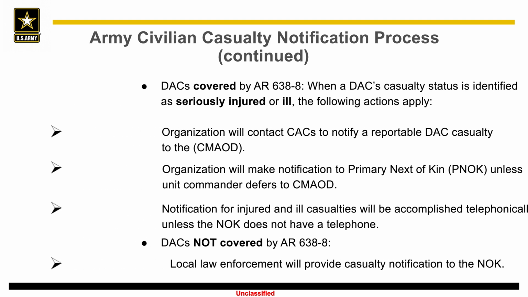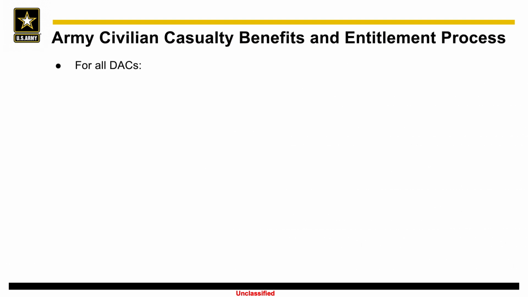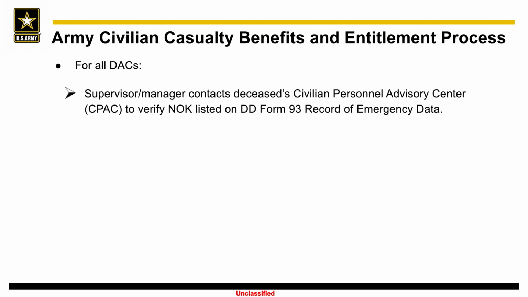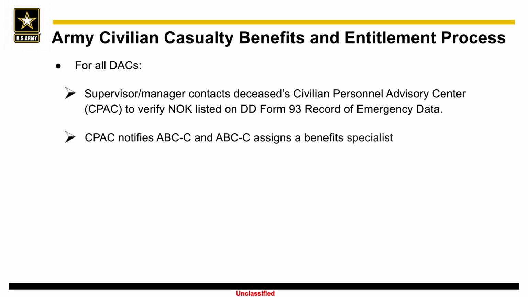For all Army civilian employees regardless of AR coverage, a deceased Army civilian employee's supervisor reports the death to the Servicing Civilian Personnel Advisory Center, CPAC, and verifies next of kin listed on DD Form 93. CPAC notifies the Army Benefits Center, Civilian, ABCC, and ABCC immediately assigns a benefits specialist to assist the next of kin and/or beneficiaries listed on beneficiary forms.